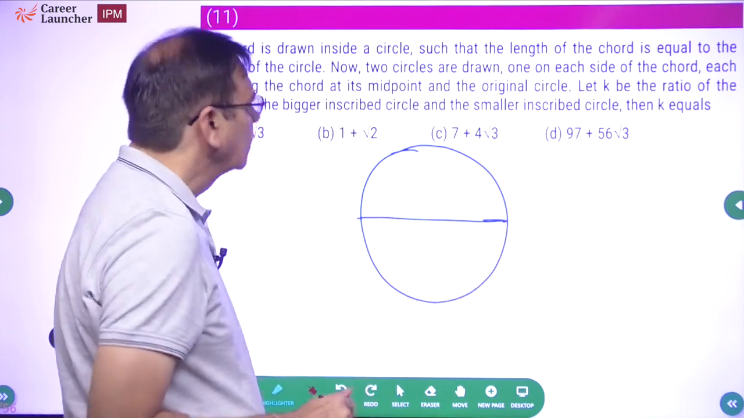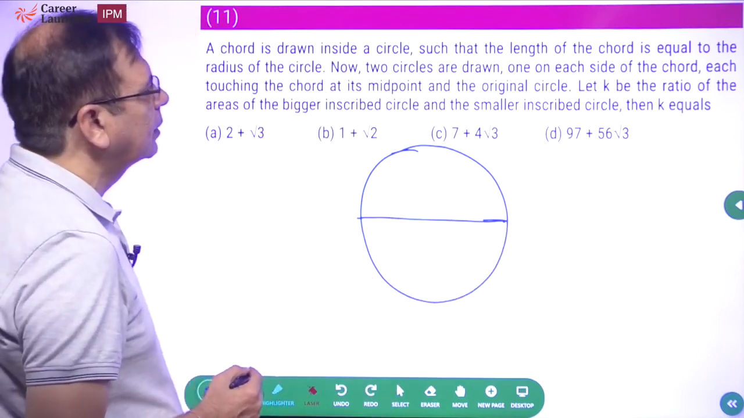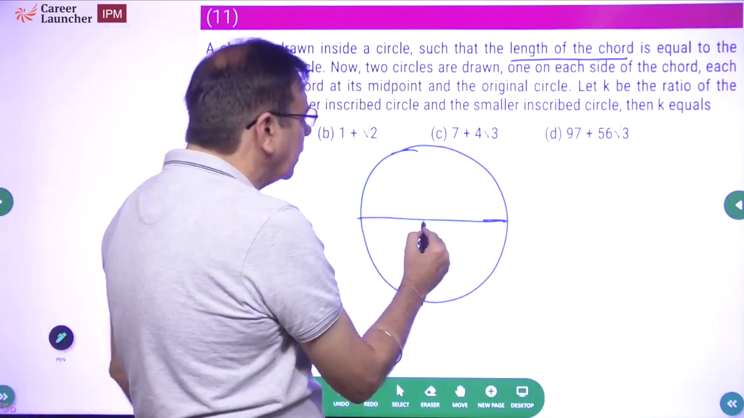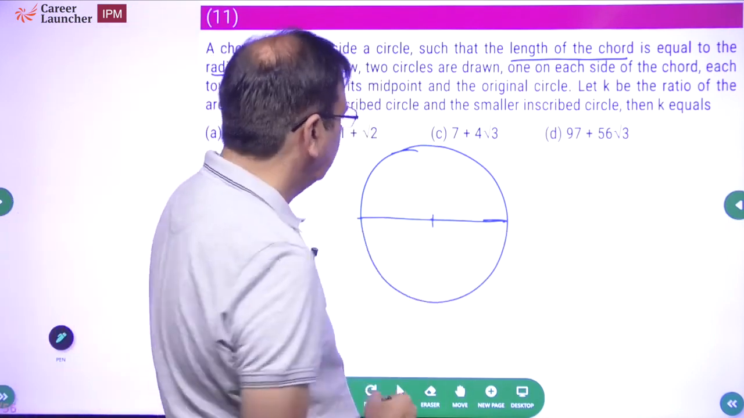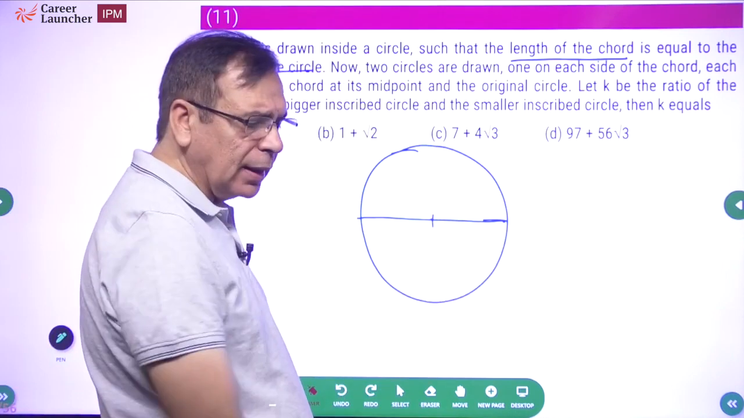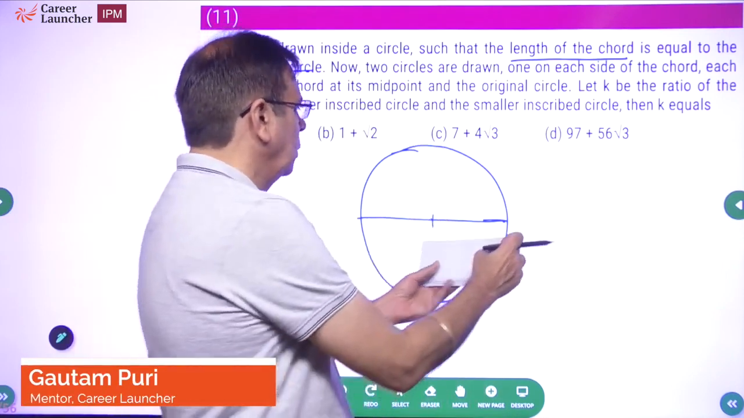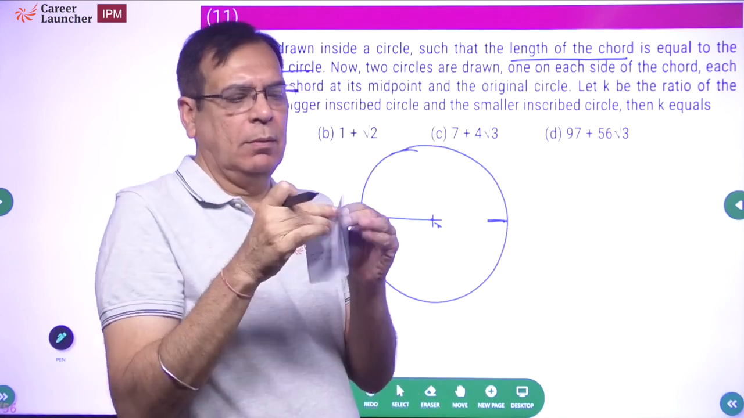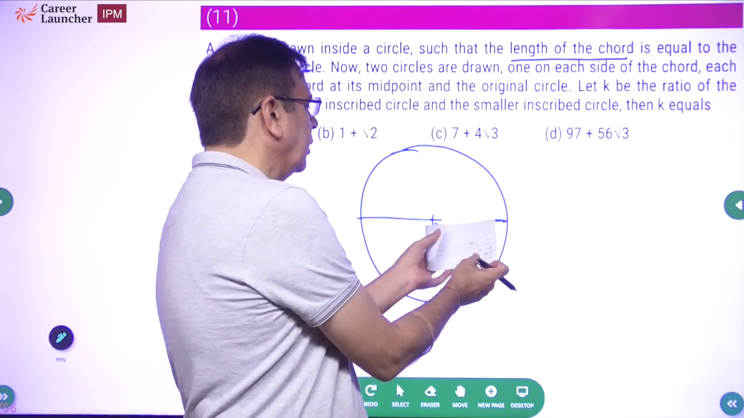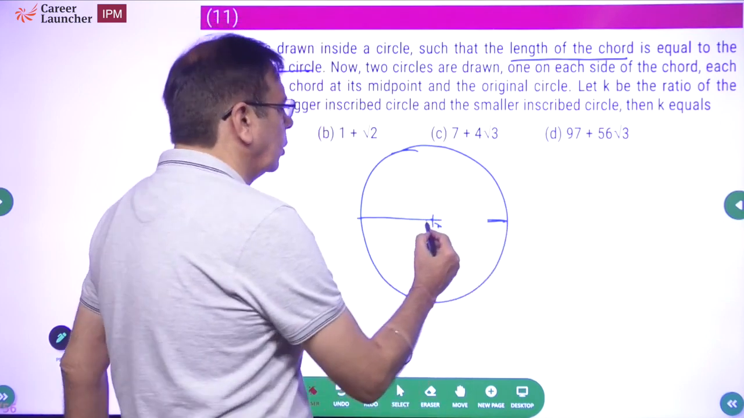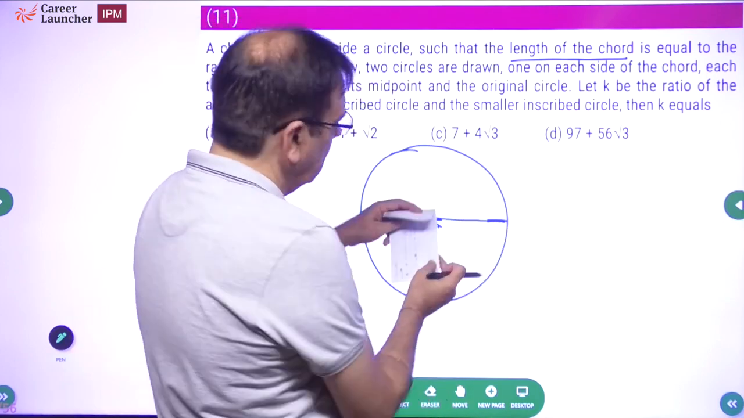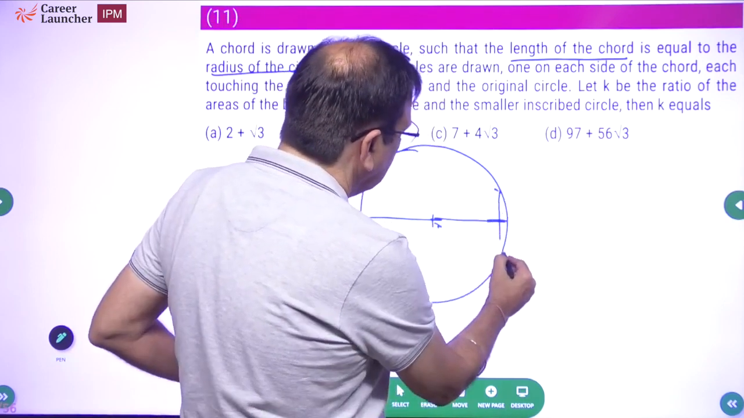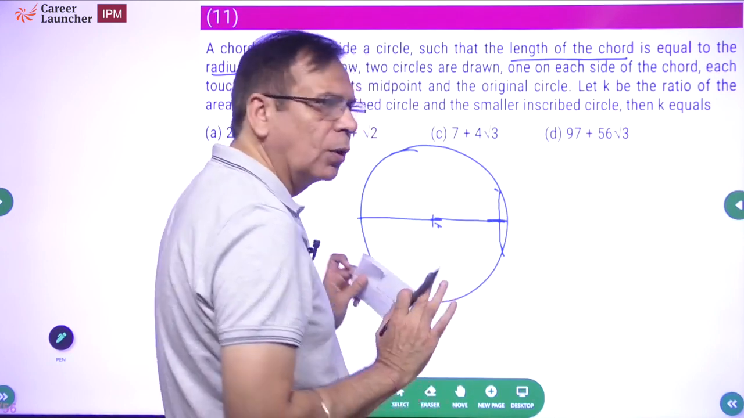Now, the chord is drawn inside the circle such that the length of the chord is equal to the radius of the circle. What is the radius of the circle? Yeah, approximately. What should be the length of the chord? Use your rough sheet. This is the length of the chord. So, this is the radius of the circle, so it is also equal to the length of the chord. That is what the question has told us. So, I will draw the figure like this. On the screen it becomes difficult, but this is what it is.